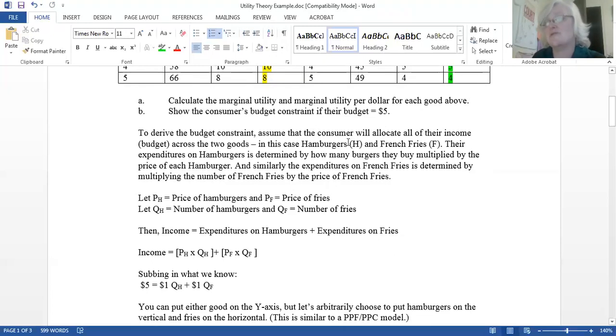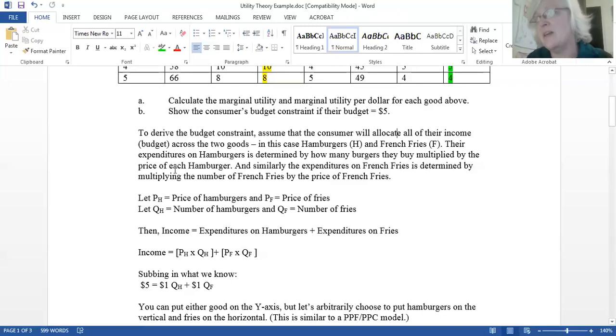In this case, hamburgers, I'm going to use H, and French fries, I'm going to use F. And their expenditures, total amount they spend on hamburgers is going to be how many burgers did I buy times the price of each hamburger. And that's how much of my $5 did I spend on hamburgers. On the other hand, if I take the number of French fries times the price of French fries, that's going to give me my total expenditures on French fries. How much of my $5 did I spend on French fries?